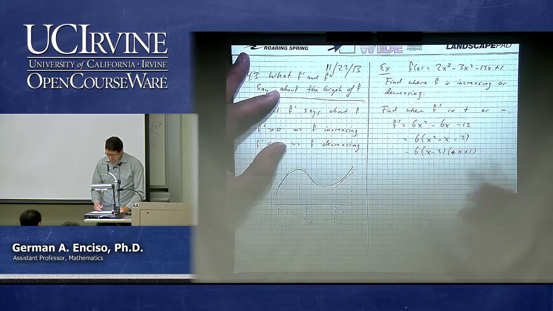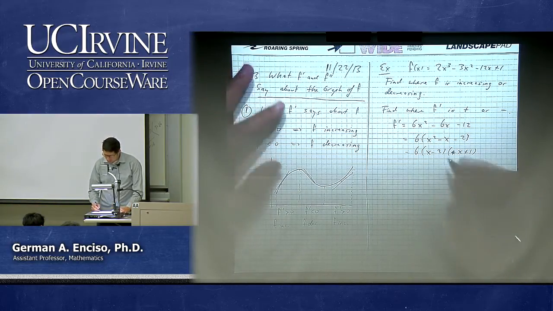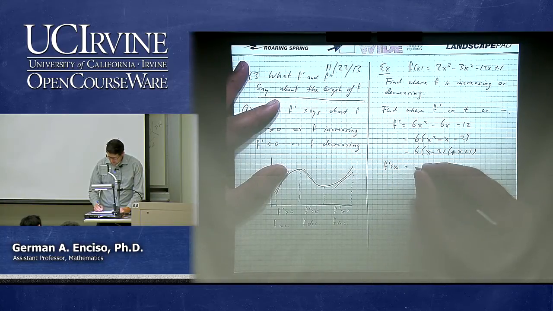Great. Be it as it may, you can factor this out, and now we can look at where this function is positive and where the function is negative. What we're going to do is first find out where f prime is equal to 0.